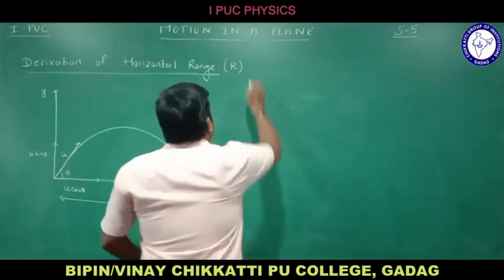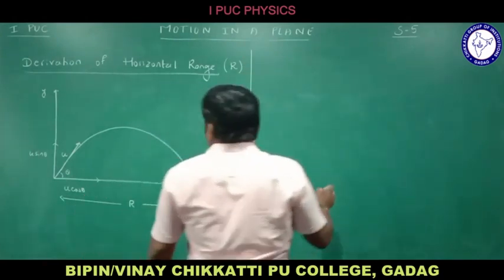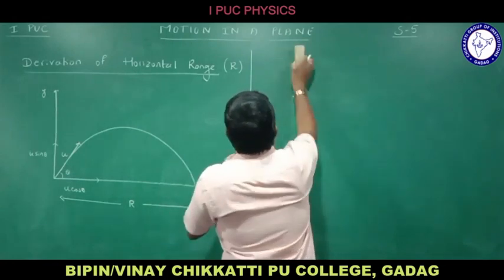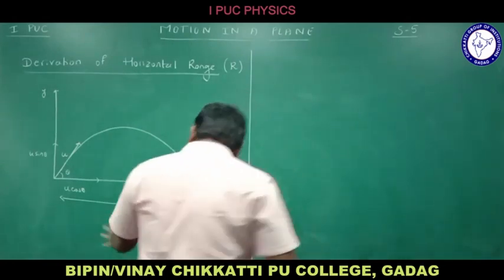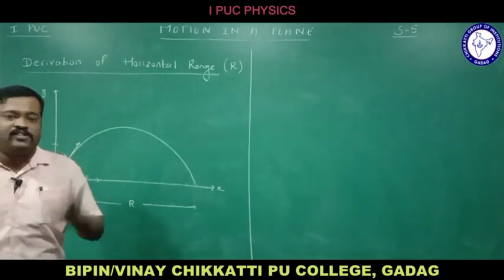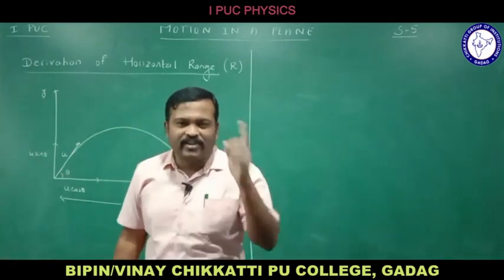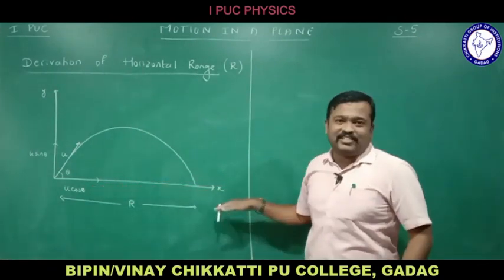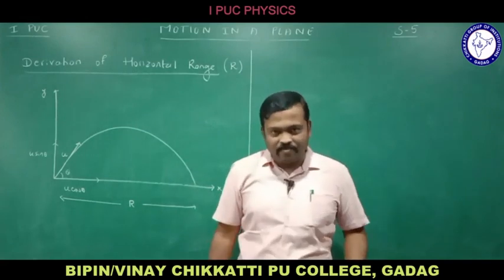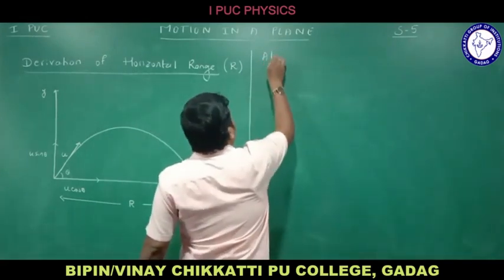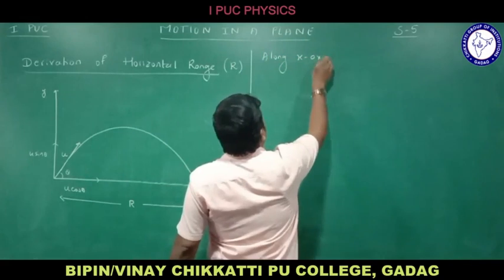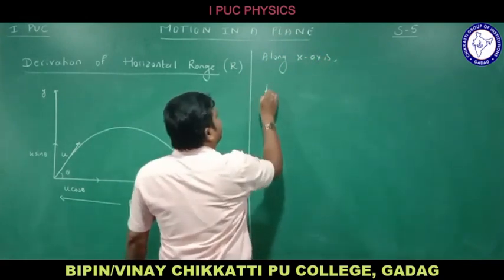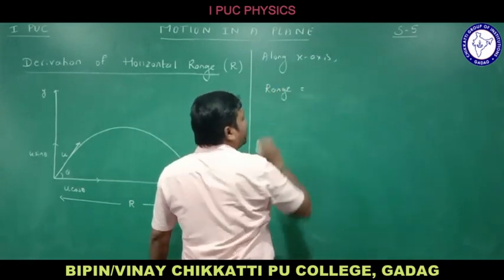Now, what is the horizontal range? We are deriving the expression for horizontal range, and before we start with the derivation, first we need to understand: is it along the x-axis or along the y-axis? Horizontal range is along the x-axis, so I can use only the x-axis formulae. First of all, let me write: along which axis? X-axis. Why x-axis? Horizontal range is along the x-axis. So let me take horizontal range, or simply I can write it as range.